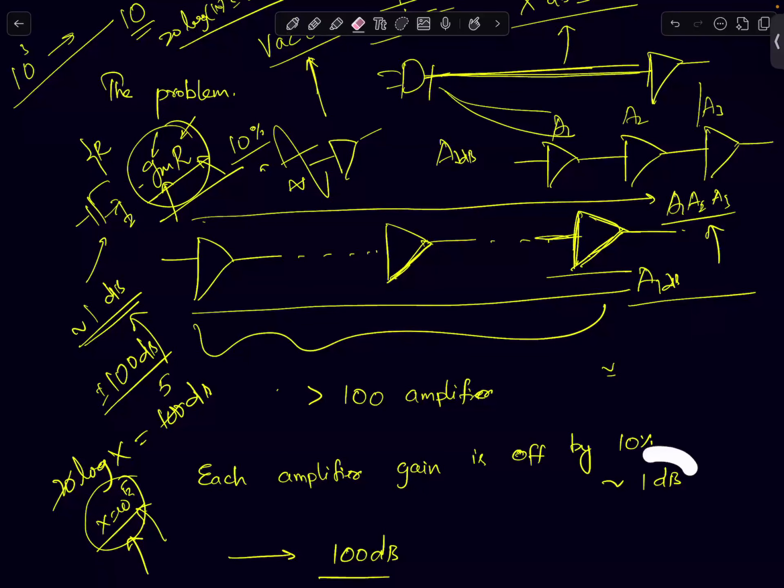I cannot even tolerate 1 decibel. I wanted much lower variations. I've assumed 10% variation. Can I make it 0.01% variation? That is a 1000x reduction. From 10% variation, can I bring the variations in gain to 0.01%? If I do that, then maybe yes, I can say that even if I cascade 100 amplifiers, I can still live with some margins. So this was the problem that he was dealing with.